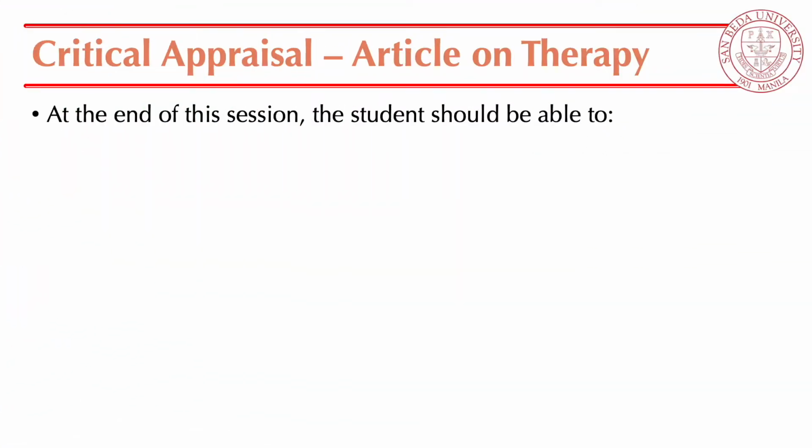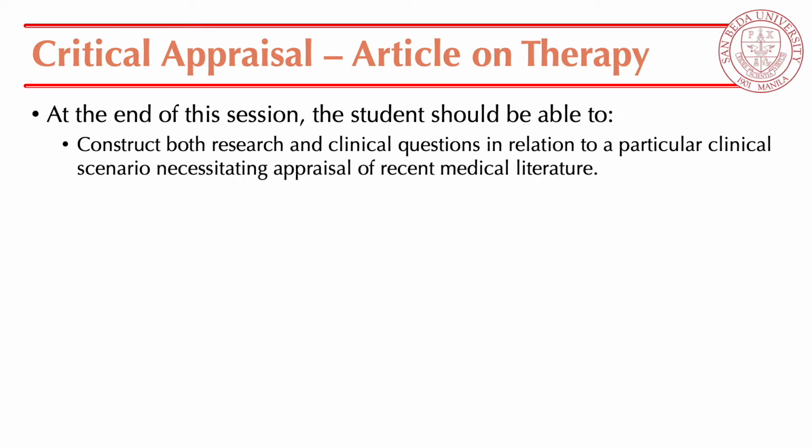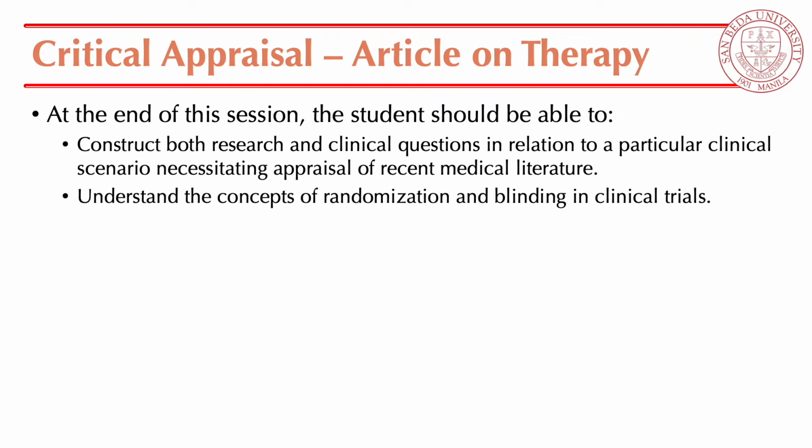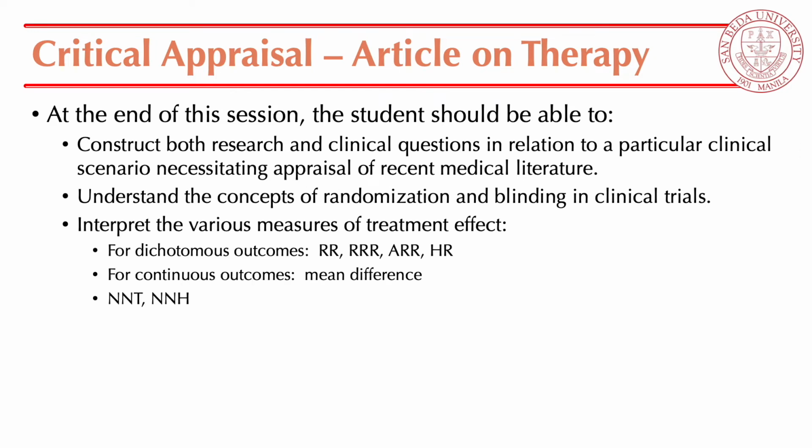Now for the objectives. At the end of this session, the student should be able to construct both research and clinical questions in relation to a particular clinical scenario necessitating appraisal of recent medical literature, understand the concepts of randomization and blinding in clinical trials, interpret the various measures of treatment effect. Now for dichotomous outcomes, those measures include risk ratio, relative risk reduction or RRR, absolute risk reduction or ARR, and hazard ratio. Now for continuous outcomes, that measure would be the mean difference. These measures also include NNT or number needed to treat and NNH or number needed to harm.